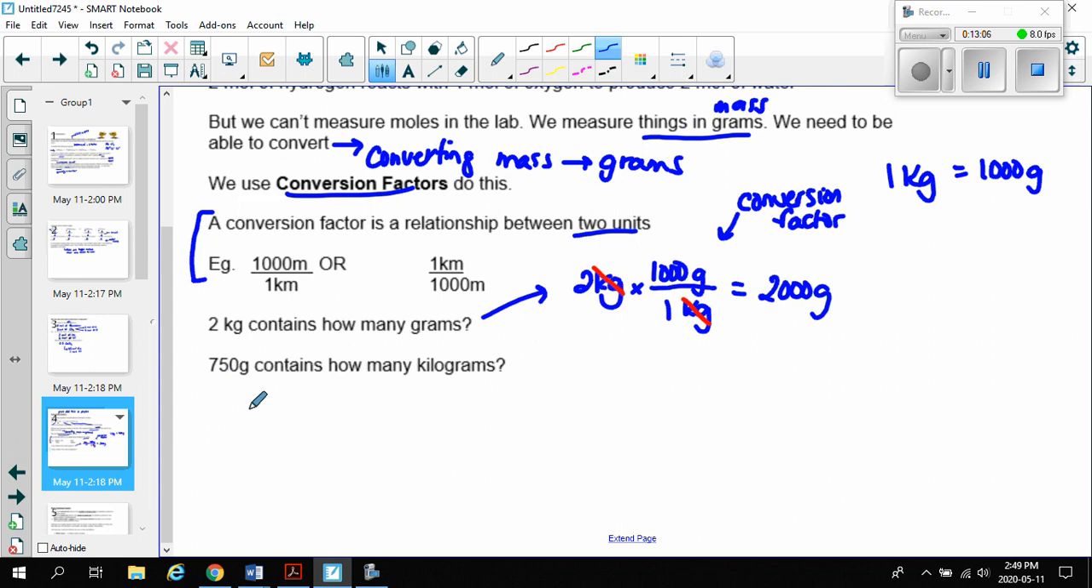750 grams contains how many kilograms? So always starting out with the given information. So this was our given information. That's why I wrote it first. So my given information is 750 grams. My conversion factor is the same thing as up here. I'm using the same conversion factor, but now I need to think about where I want each of these substances. So I have grams on top right now, so I want grams on the bottom. So you can see that I've flipped over my conversion factor here from the original. So here I was starting with kilograms, here I'm starting with grams.